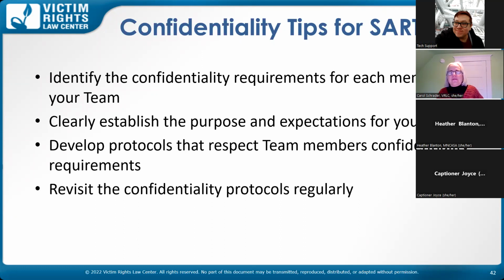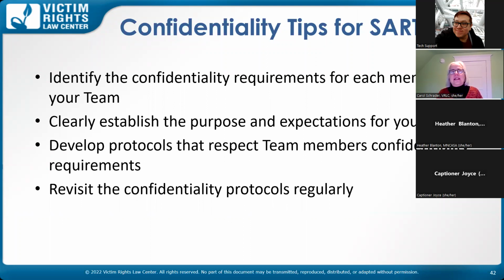Another tip is to revisit the confidentiality protocols regularly. Because of turnover, but not just because of turnover, because the laws change. The laws change regularly, and especially the victim advocates' confidentiality and privilege is something that's becoming more established throughout jurisdictions, and is being adjusted as case law starts to emerge with that. So things can shift.